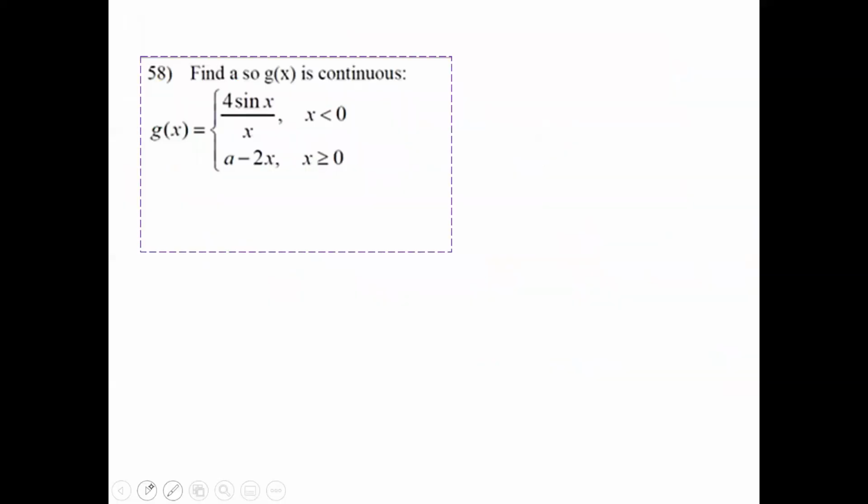Okay, let's take a look at number 58. So number 58 says, find A, and I really should put this in quotation marks so it's not like find A something. Find A so that g of x is continuous. All right, so as I'm looking at this right here, you know that x is greater than or equal to 0, which means x is equal to 0 for the second part. I'm going to do 4 sine of 0 over 0. I don't want to plug in a 0 because it's going to become undefined, so I'm going to try something that's very close to 0.